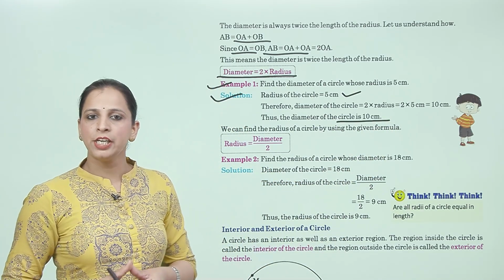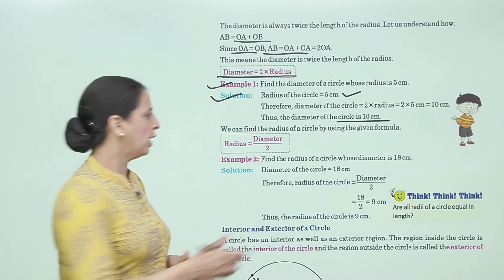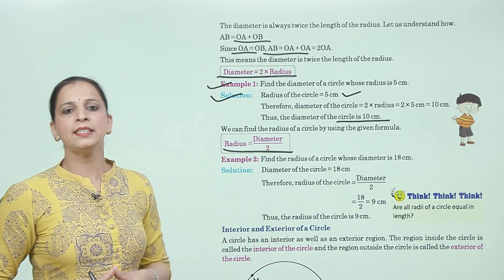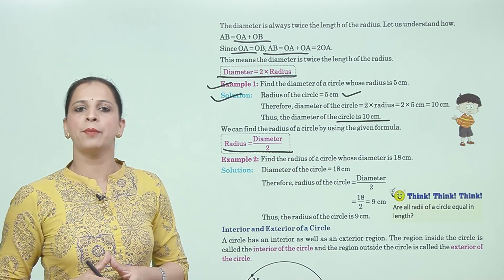We can find the radius of a circle by using the given formula. If we want to find the radius, divide the diameter by 2. So, radius is equals to diameter upon 2.